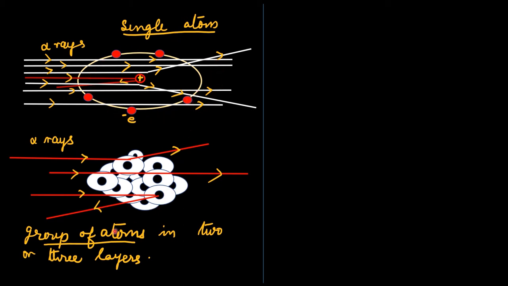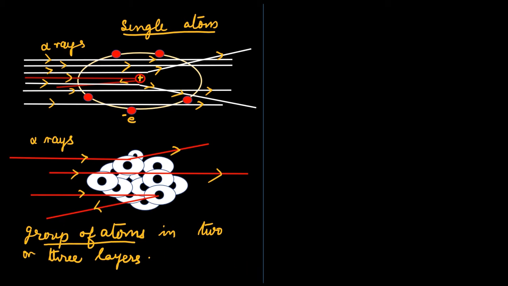Now, for a group of atoms, say in 2 or 3 layers, the alpha rays suffered deviation when it came close to the nucleus of an atom. And when it passed through the empty spaces, it went on without deviation. And when it hit the nucleus of an atom, it bounced back. I hope you were able to understand the scattering experiment more clearly with the help of these diagrams.